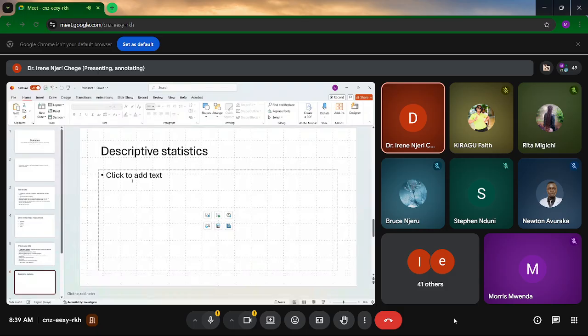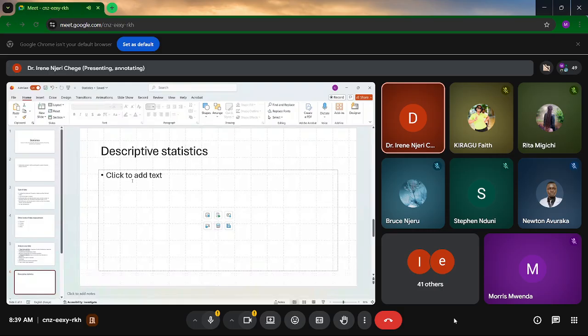I hope we're together. So another way to describe data for descriptive statistics is what we are calling dispersion of data. Remember we said descriptive statistics talks about measures of central tendency, measures of dispersion, measures of shape. What is measures of dispersion of data?